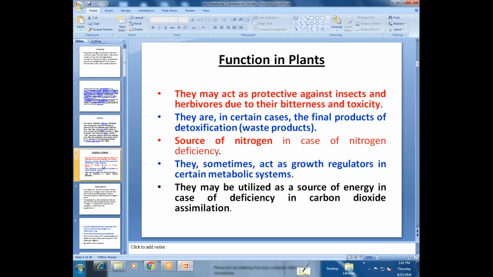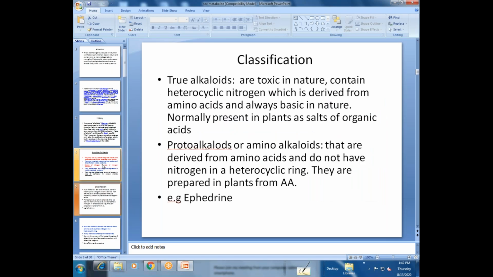They may be utilized as a source of energy in the case of deficiency of carbon dioxide assimilation. So as a source of energy also they are utilized. Coming to the classification, there are three types: true alkaloids, protoalkaloids, and pseudoalkaloids.